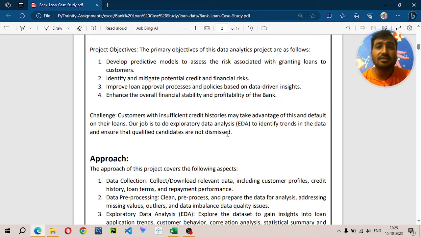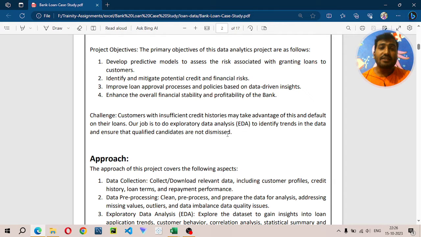There could be many challenges for this. The main challenge is that customers with insufficient credit history may take advantage of this and default on their loans. Our job is to perform EDA to identify trends in the data and ensure that qualified candidates are not dismissed. What could be the risk? The bank provides many risk assessment steps in their framework. The steps could be risk identification, risk assessment, risk quantification, risk mitigation, and then risk monitoring.